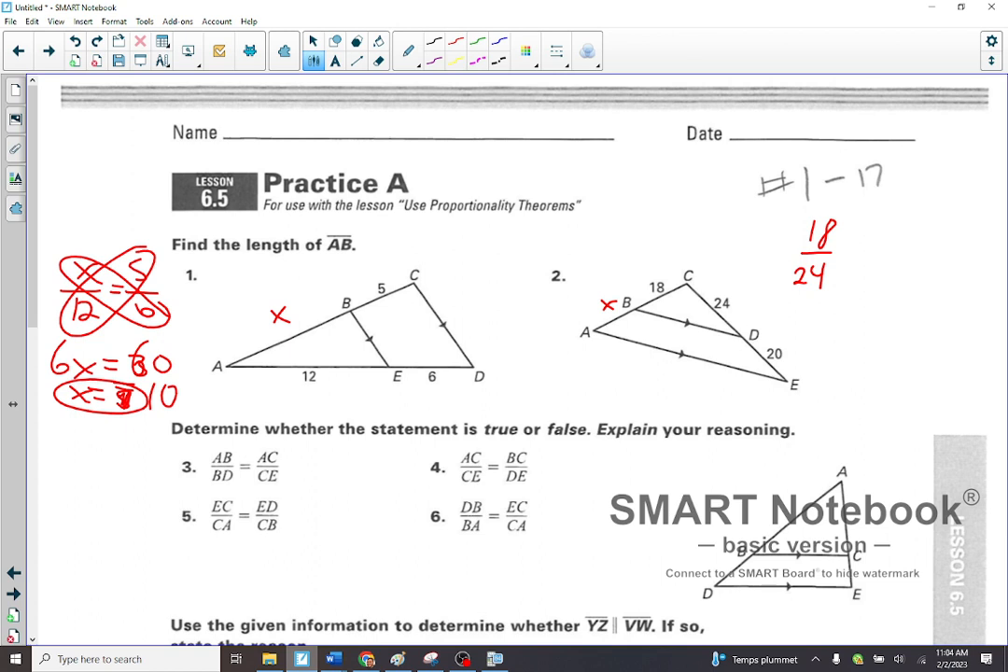Over here, 18 over 24 equals x over 20. 360 equals 24x. 15 equals x.